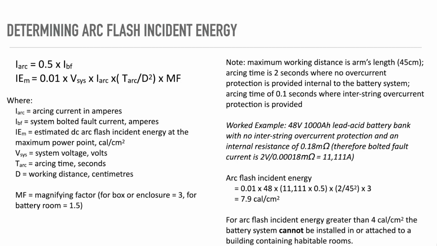The working distance is deemed to be 45 centimeters, which is basically arm's length as a maximum working distance. And the magnifying factor is that an arc flash can be magnified based on where you install a system. So if you install a battery system in the open air, the magnifying factor is 1. But if you put it inside a room, the magnifying factor is 1.5. And if you put it inside a small enclosure, a box, for instance, it magnifies it to 3. So those increase the amount of arc flash incident energy.